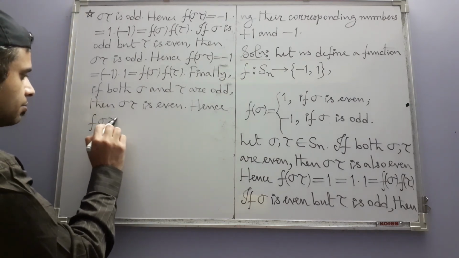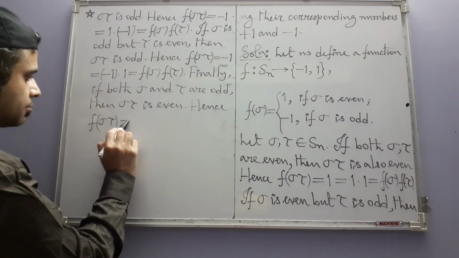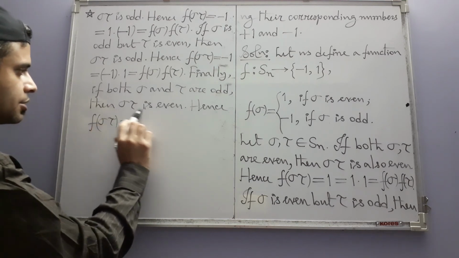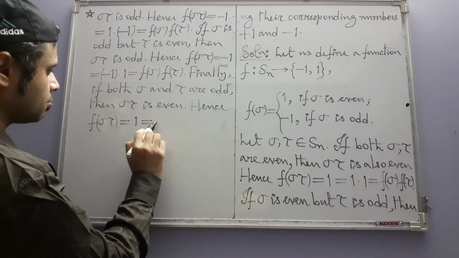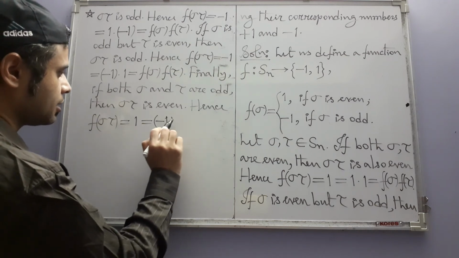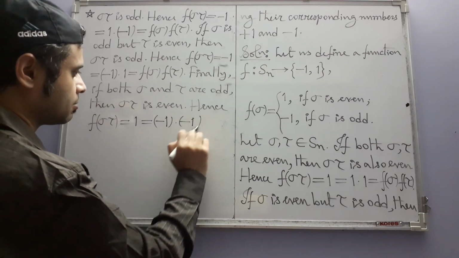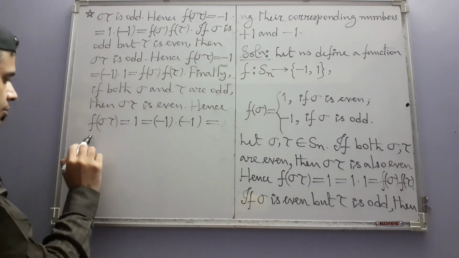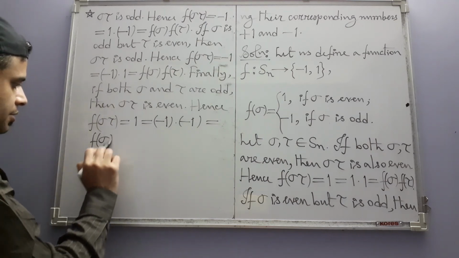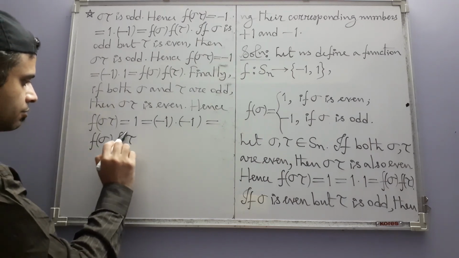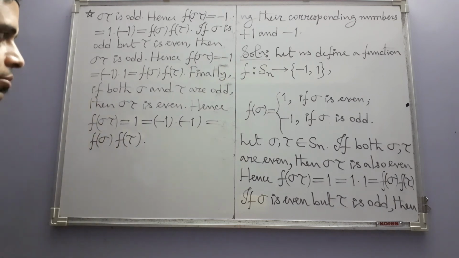F of sigma composition tau is 1, because now this is even, but 1 can be written as -1 times -1, and this is equal to f of sigma f of tau. So you can see one thing happening.